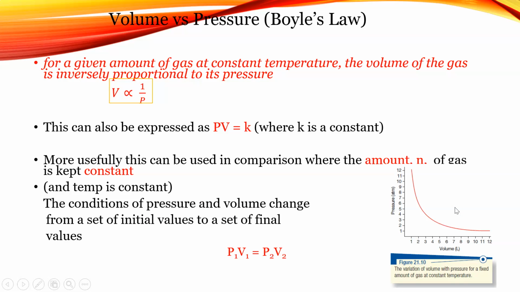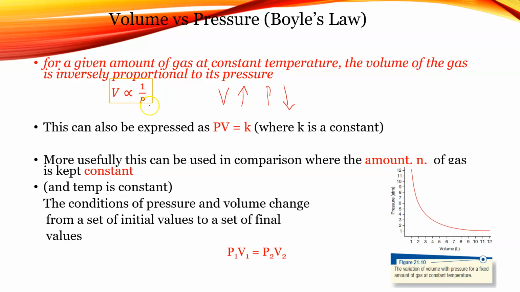The equation which relates volume to pressure is called Boyle's law. Now, you do not have to know these by name, but you do have to be aware of the relationship. For a given amount of gas at a constant temperature, the volume of the gas is inversely proportional to its pressure. So as the pressure increases, the volume decreases, or if you like, as the volume increases, the pressure decreases. So volume up, pressure down.